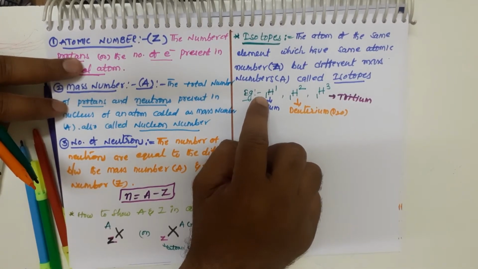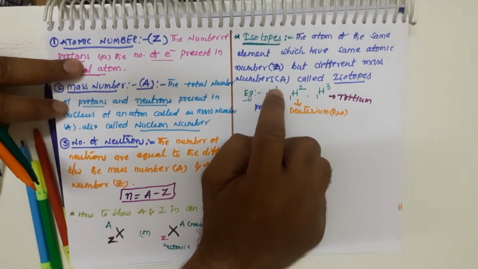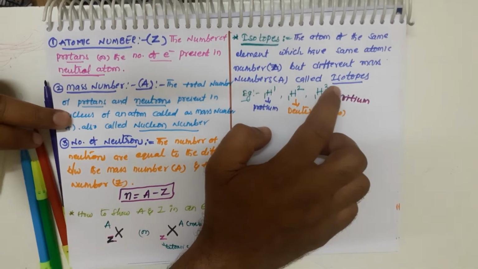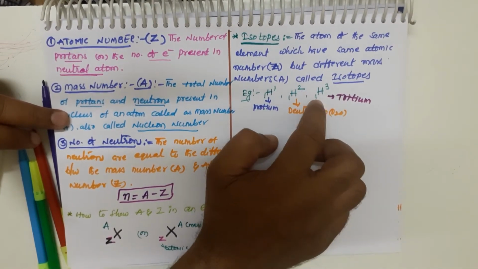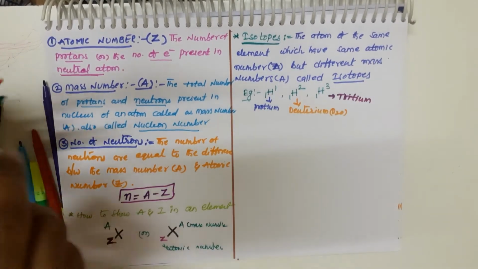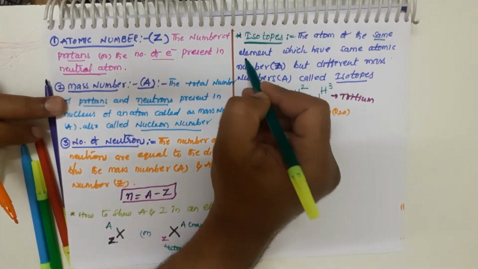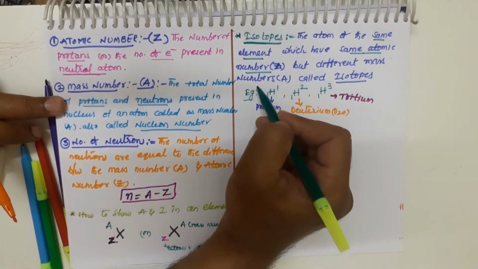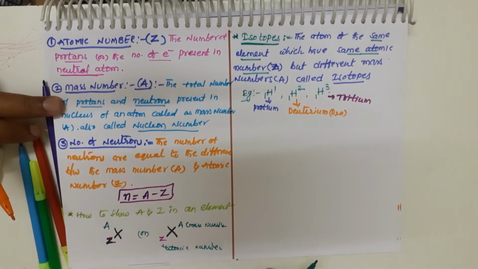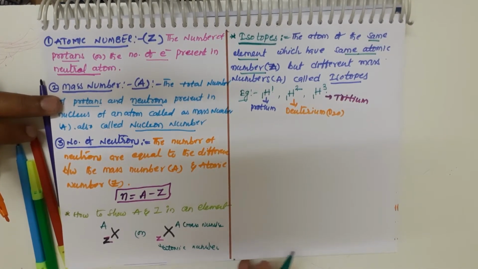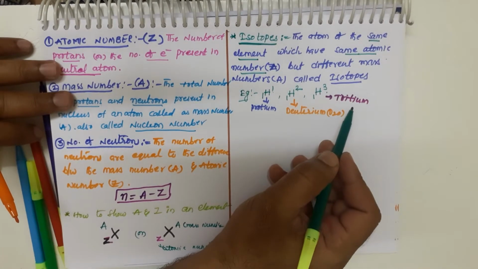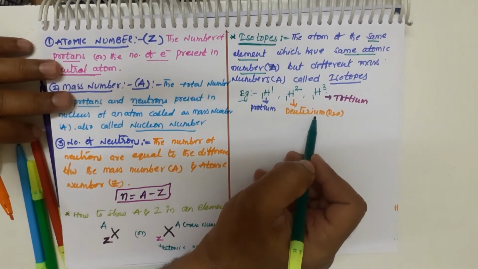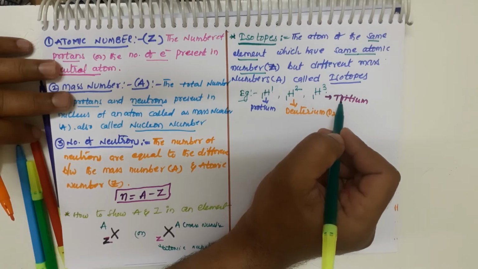Here the atomic number is 1, the same, but the atomic weights or mass numbers are different: 1H1, 1H2, 1H3. Same element, same atomic number but different mass numbers, that is isotopes. The best examples are protium, deuterium, tritium. Okay students, 1H1 is called protium, 1H2 called deuterium, and 1H3 called tritium.